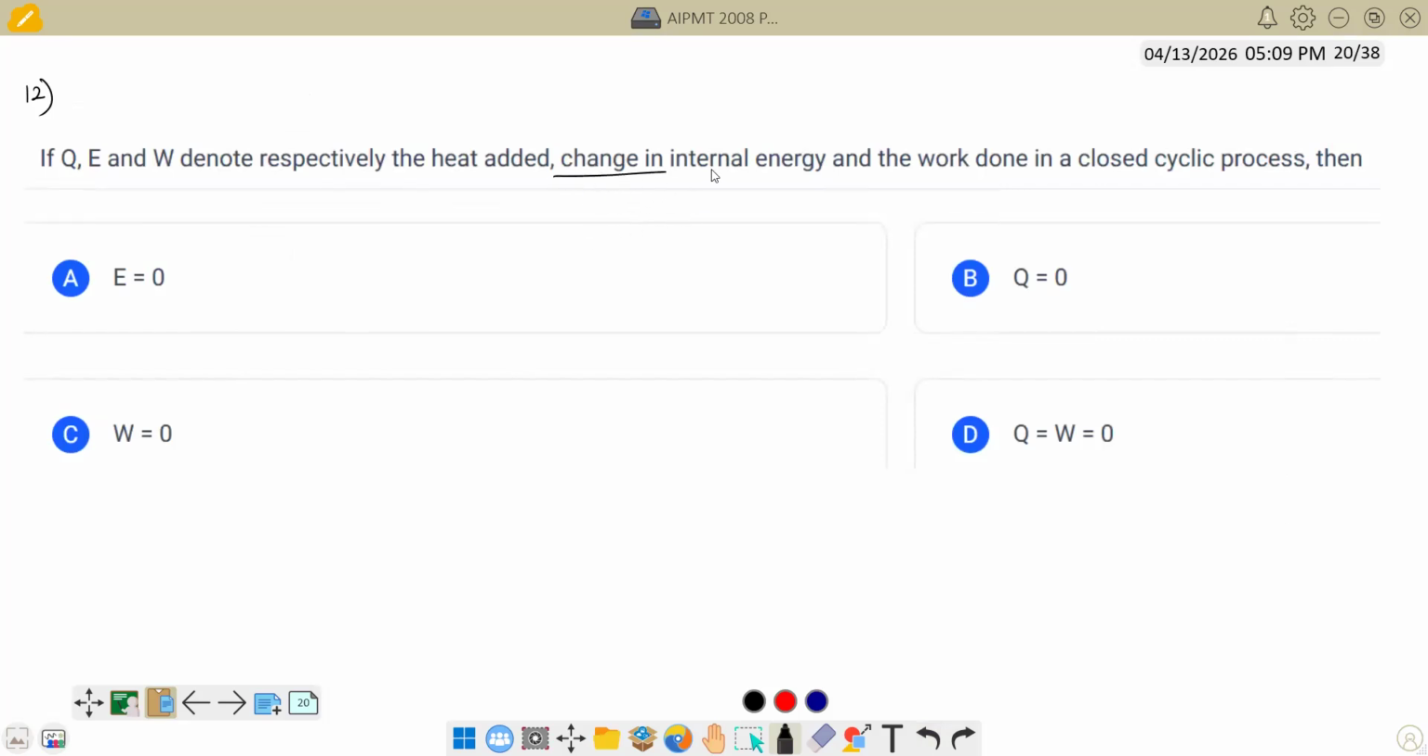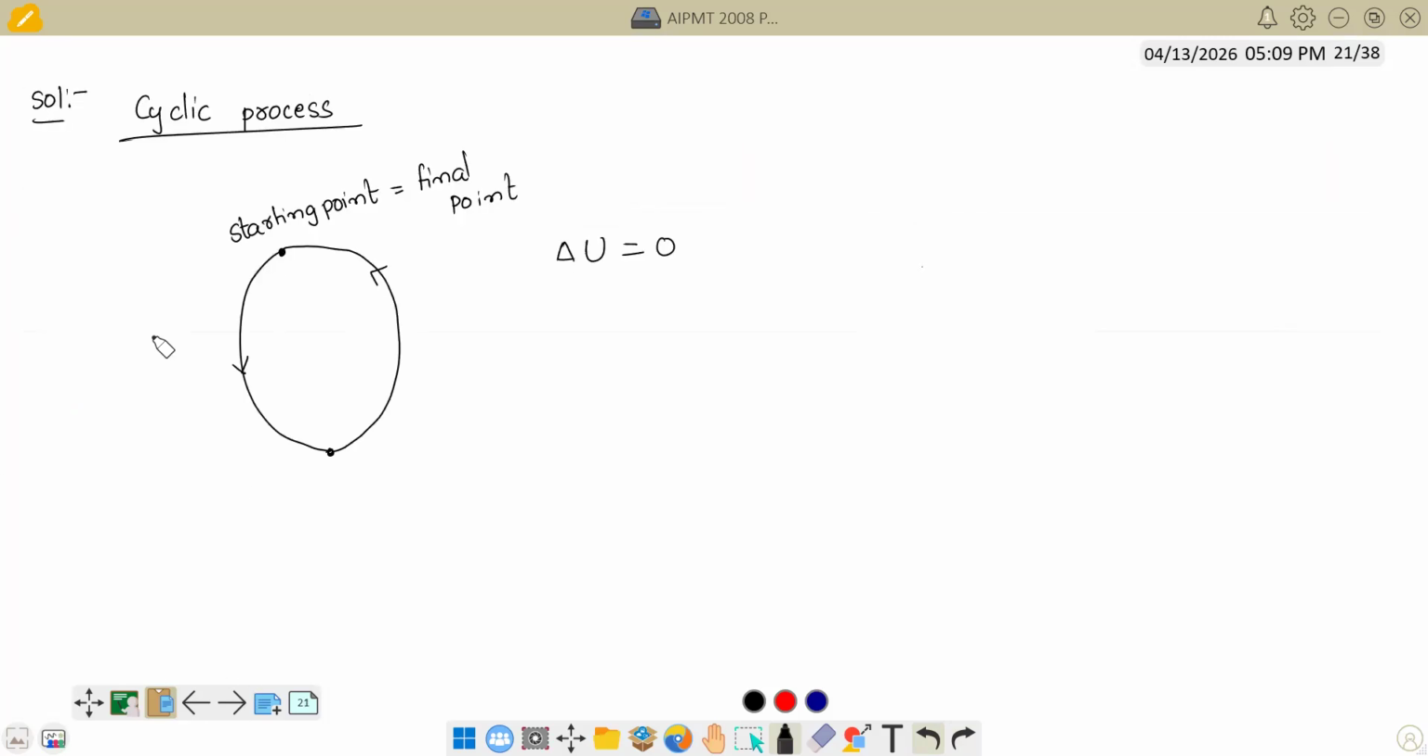So directly we can tell the change in internal energy, which is represented by E here, is zero. So directly the value of E would be zero. Whether heat added is zero or not, we don't know, depending upon whether it's an adiabatic or some other process. But we can directly tell, as long as it's a cyclic process, the change in internal energy is zero.